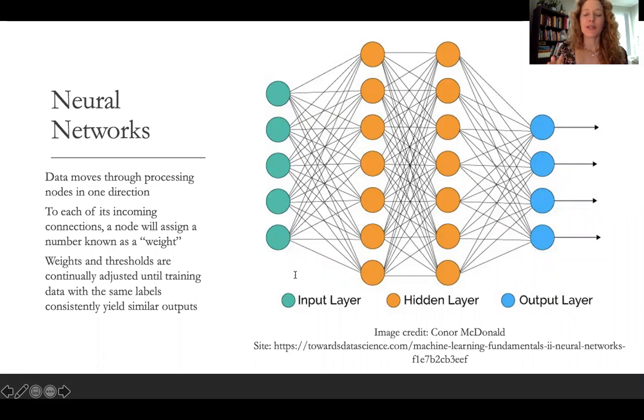Machine learning is when a computer self-modifies its own program or code to perform a task by analyzing training examples. So let's look at an example.